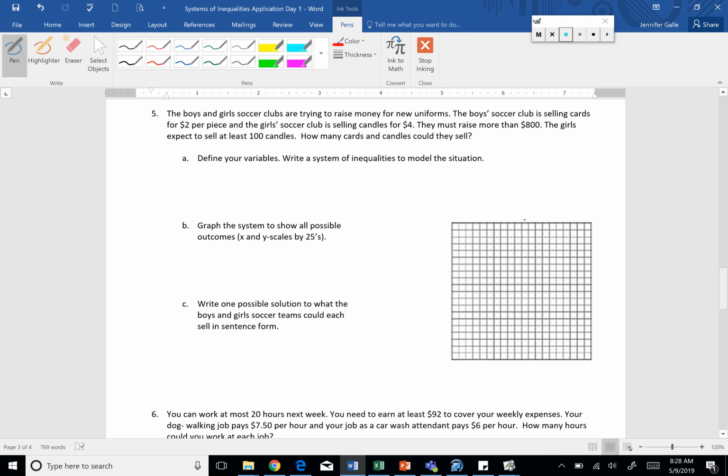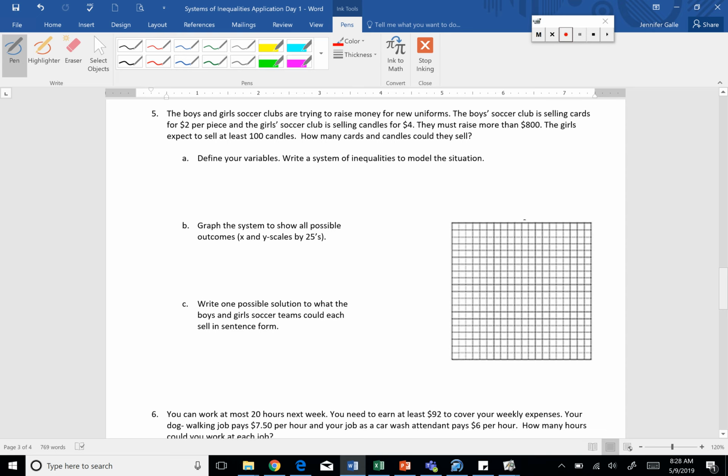All right, so number 5, we have the boys and girls soccer clubs are trying to raise money for new uniforms. The boys soccer club is selling cards for $2 a piece. And the girls soccer club is selling candles for $4. They must raise more than $800. The girls expect to sell at least 100 candles. How many cards and candles could they sell and meet their goal?